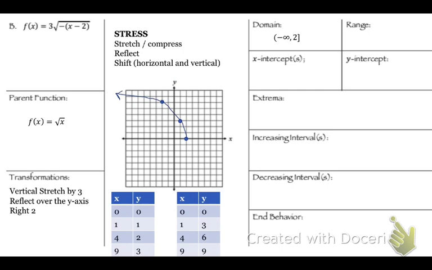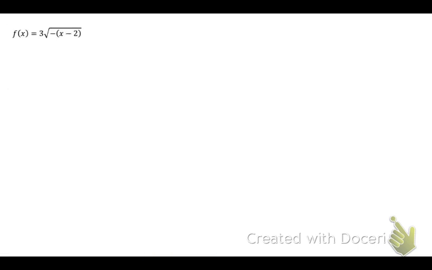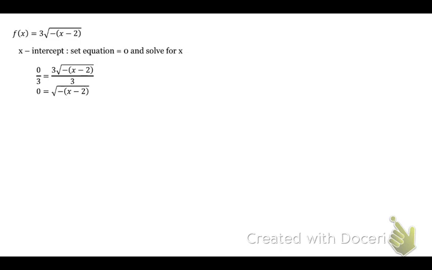Our domain here is negative infinity to 2. Range is 0 to infinity. X-intercept, set it equal to 0 and solve it. So that's going to be 0 equals 3 square root of negative x plus 2. Divide by the 3, you get 0 equals the square root of negative x plus 2. Square both sides, still get 0 equals negative x plus 2. Divide by the negative 1, 0 equals x minus 2, so x equals 2.